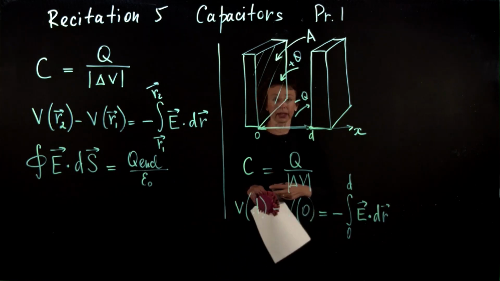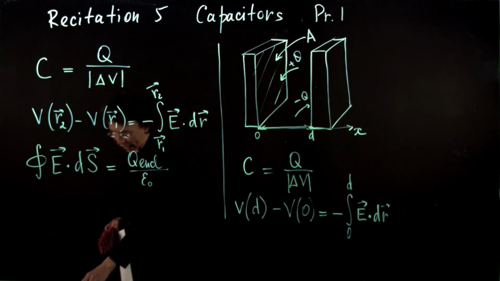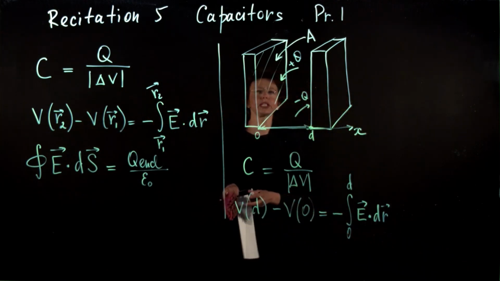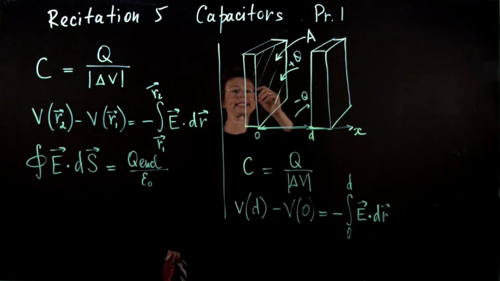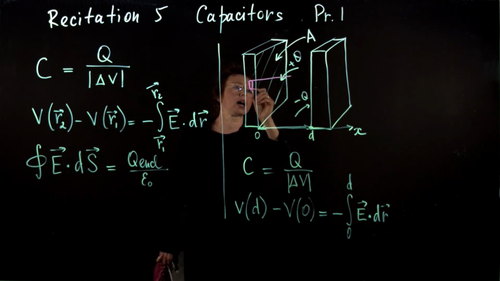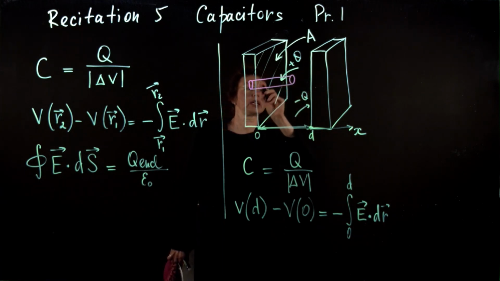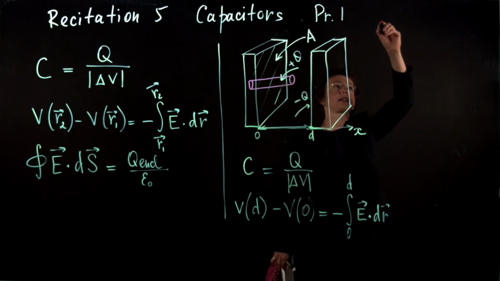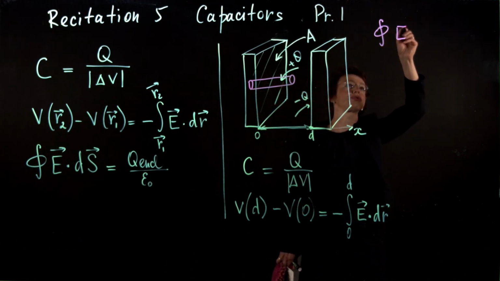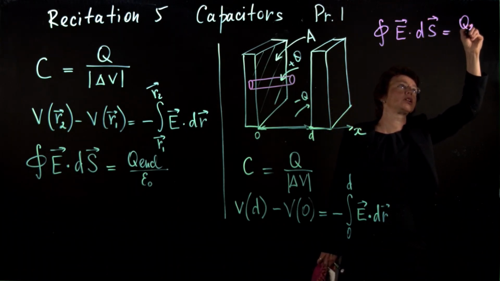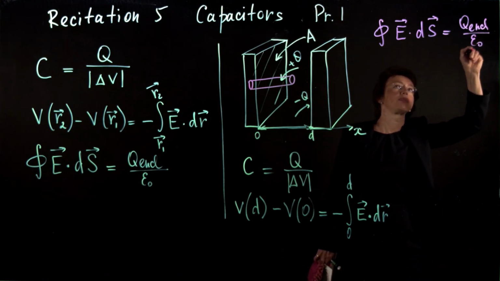I need to find out what our Gaussian surface will be. For this plate, I will choose a cylinder. Part of this cylinder will be inside this plate, and another part will be outside. This is an imaginary surface, a cylinder. Now I need to find the flux out of this surface. Flux of E dot dS will be equal to Q enclosed over epsilon naught.